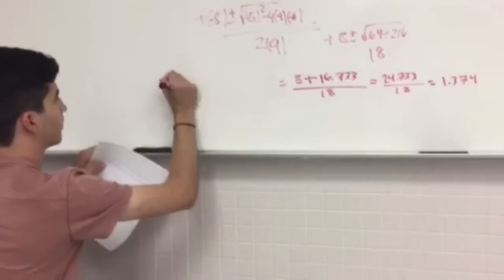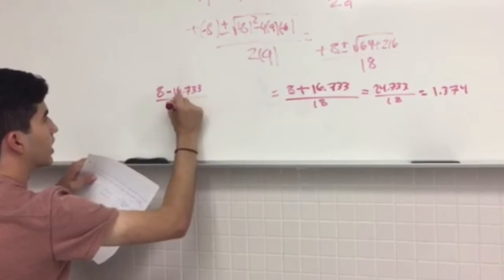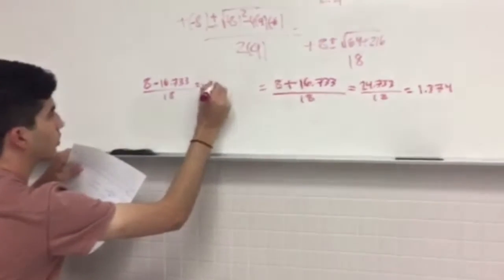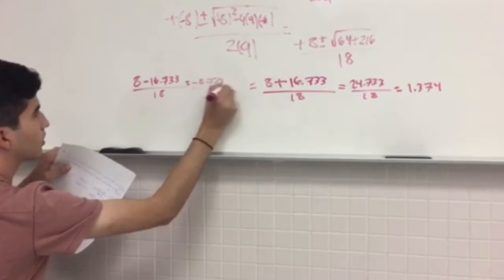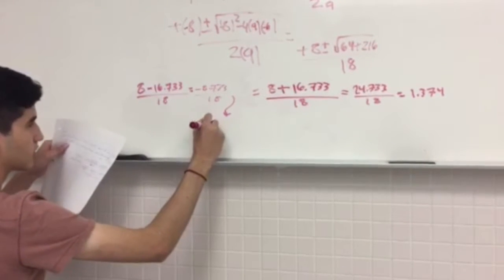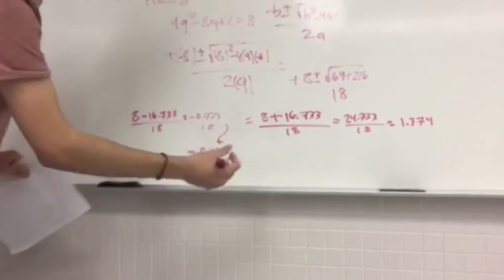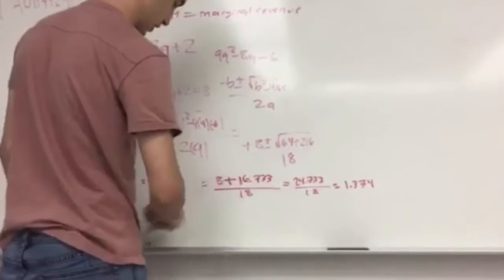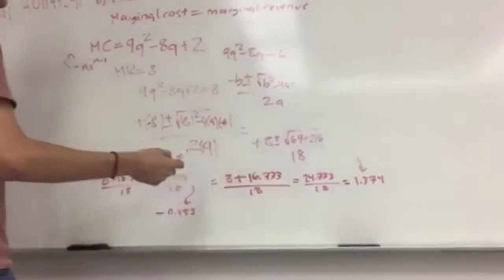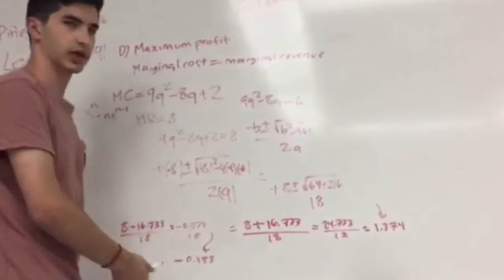And if we do the same thing but negative, we go 8 minus 16.73 divided by 18. This becomes a negative 8.73 divided by 18, and our answer would be negative 0.405. In this case, which one should we take, the positive or the negative? We have to go with the positive one because they're asking us for the maximum profit. So this means that it has to be a gain. We cannot take something that's negative.